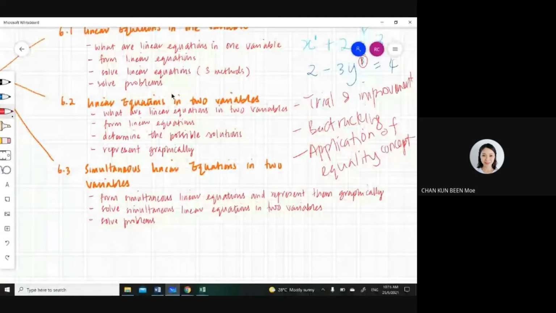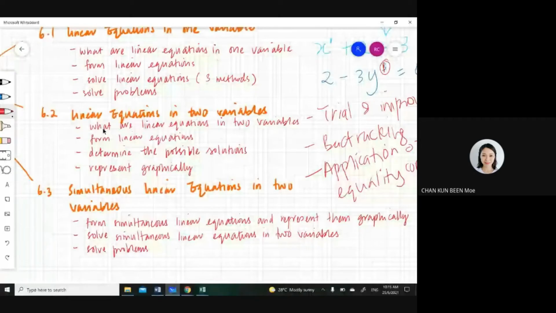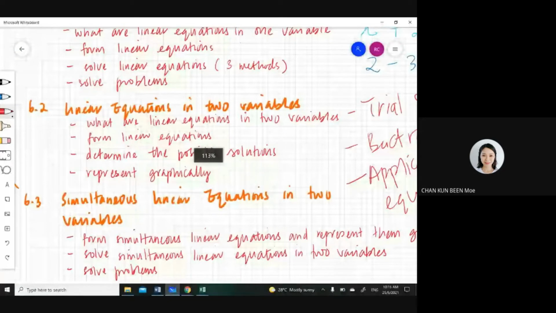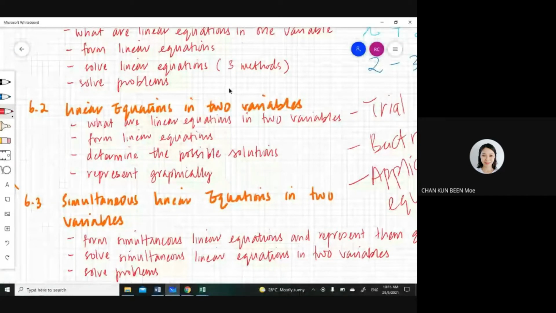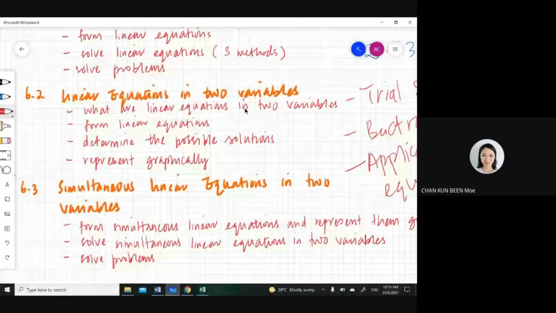Actually, we should divide it into 2, but then I found that this 2 is easy because as long as you learn the 6.1 already, you have no problem in learning the second part here. So today we are going to learn linear equation in 2 variables compared to what we learned last week in 1 variable. Okay, so the first thing that we are going to learn later on is we have to find out what are linear equation in 2 variables. And then we need to learn to form linear equations, determine the possible solutions.